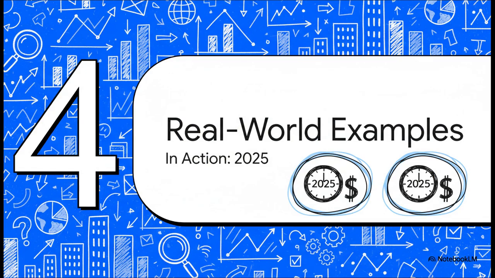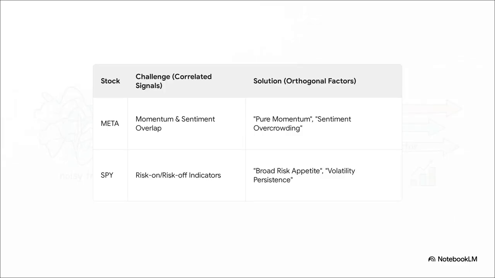Okay, let's bring this out of the world of theory and into the real world. Let's look at how this technique can actually help you navigate the kind of complex markets we're seeing right now. This slide really brings it to life. Take a stock like Meta. During periods of high market rotation, all your momentum and sentiment signals can get super correlated. Compression helps you split them apart into distinct factors like pure momentum versus sentiment overcrowding, which helps you time your entries so much better.